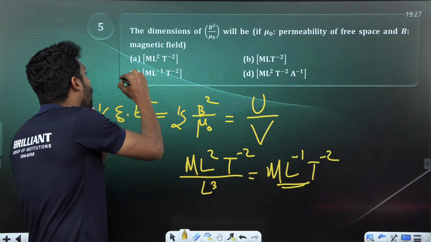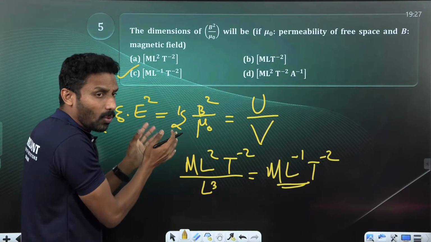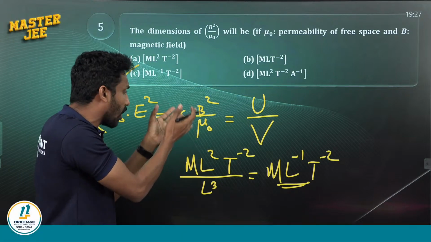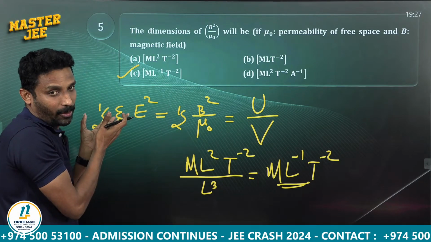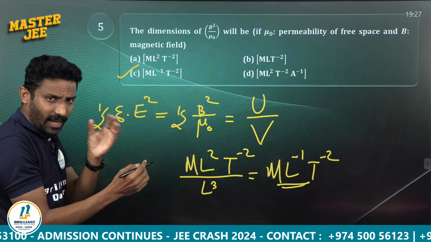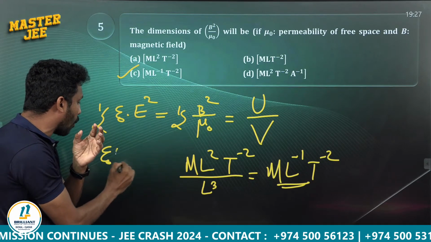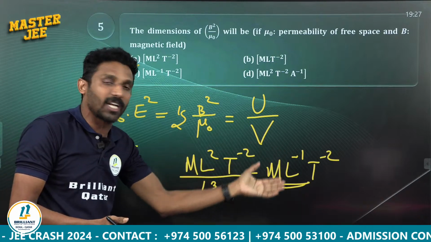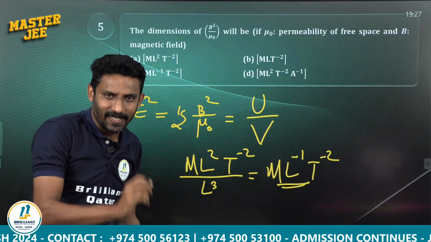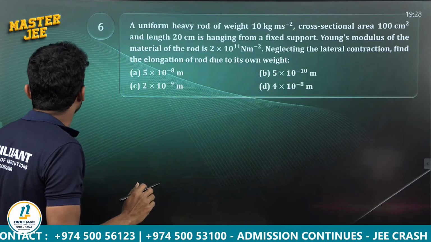Understood? So it's a very simple question. We have to understand these quantities. B square by mu naught is energy per unit volume. Also, epsilon naught E square is energy per unit volume. If there is another question like what is the dimension of epsilon naught E square, we will get the same answer, ML raised to minus 1 T raised to minus 2. Okay? Moving to the next question, the sixth one.